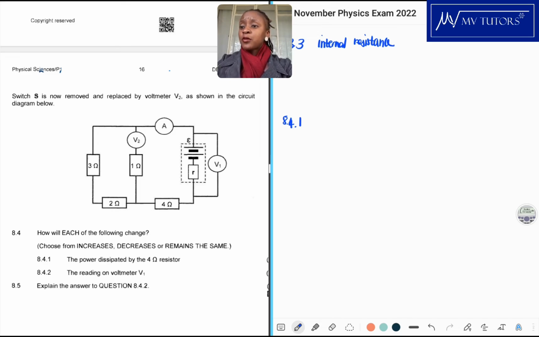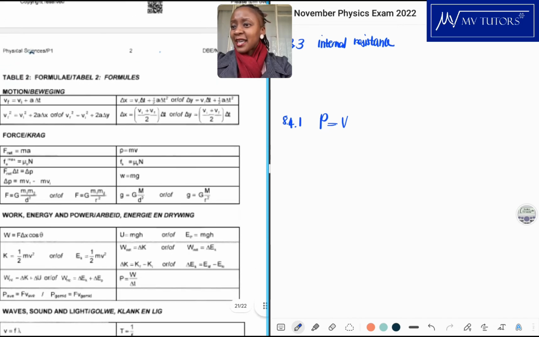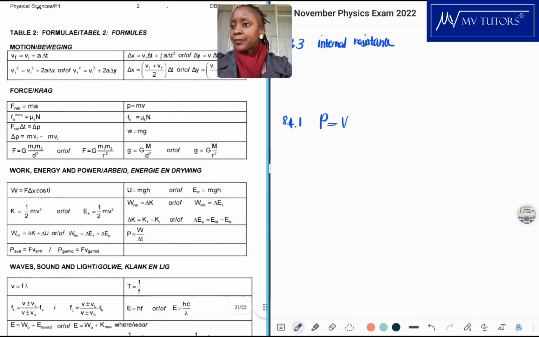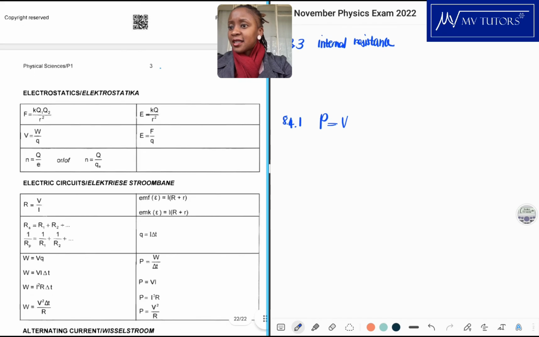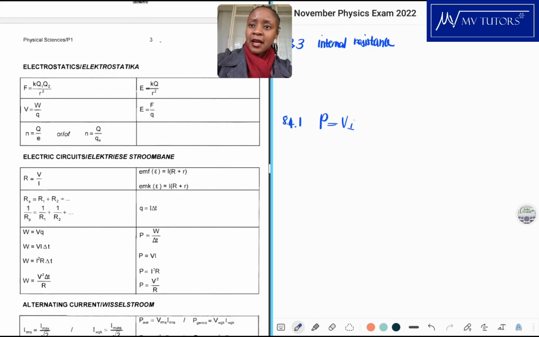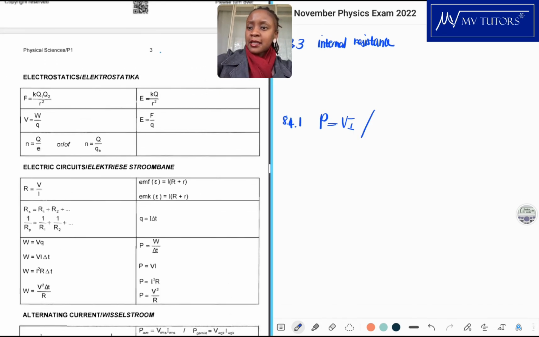All right, so 8.4.1 says the power dissipated by the 4 ohm resistor. Okay, so what is power? Can you go and look at the formula sheet? I think it's V times I, but let's just make sure. Let's not guess. Yes, power is VI, and from that we can get other things: it is I squared times R, or V squared over R.